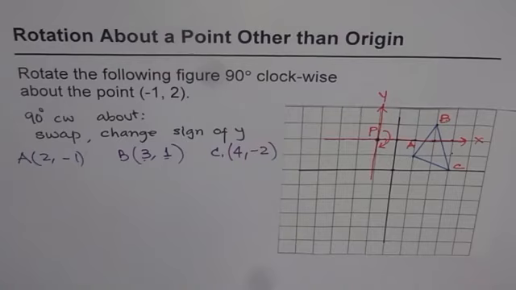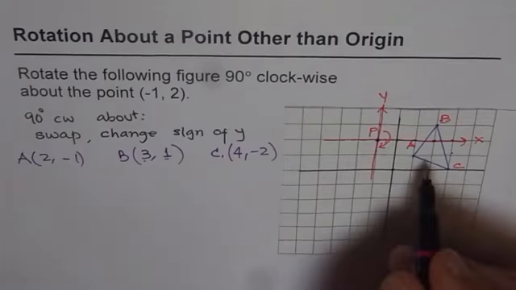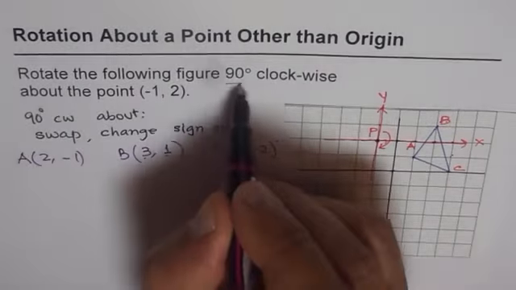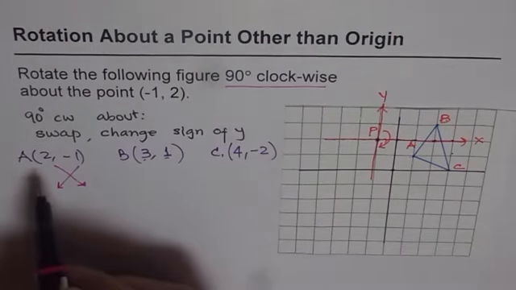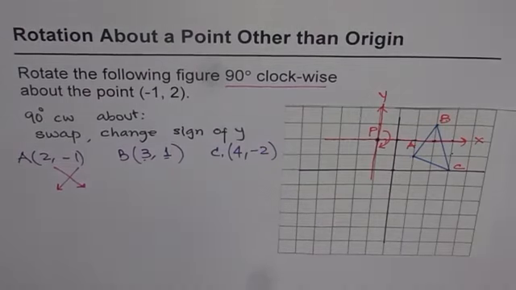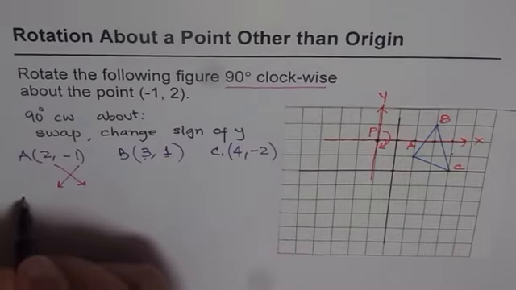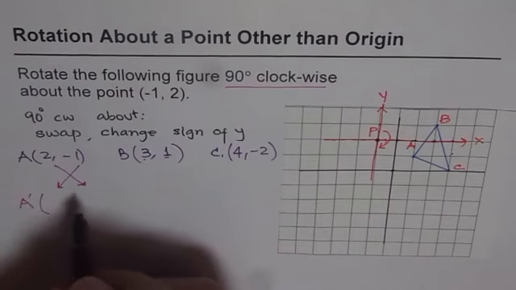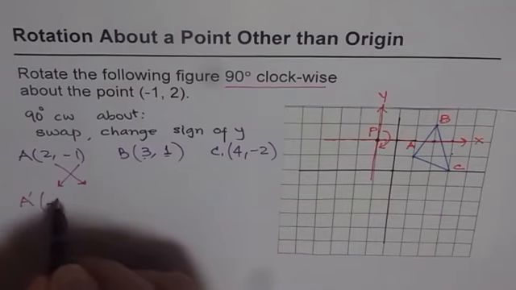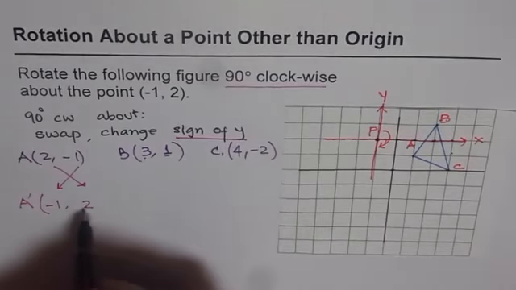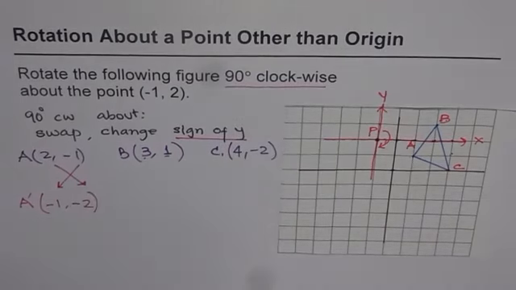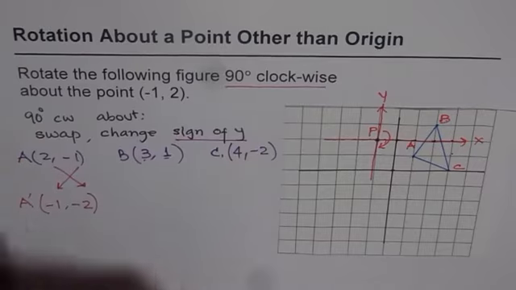So we just changed the coordinate system and made P as our origin. And now it is simple. What do we need to do? To get a rotation of 90 degrees clockwise, we need to interchange these two and change the sign for y. And once we do that, we get A dash. So what is A dash now for us? Let us interchange, that is (-1, 2), and then change the sign of y. The sign of y is plus, we'll make it minus. That's it. Do you see that? We get our image A dash.